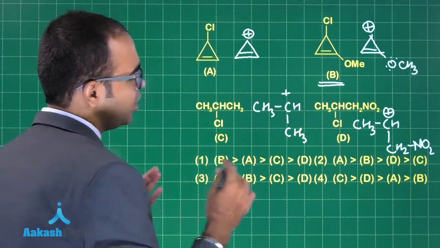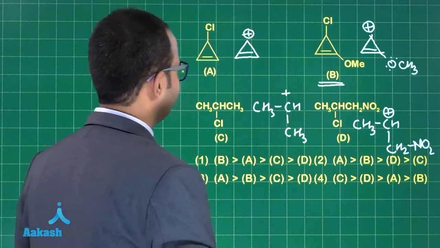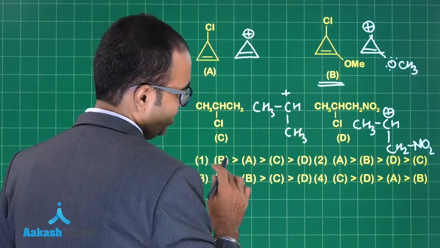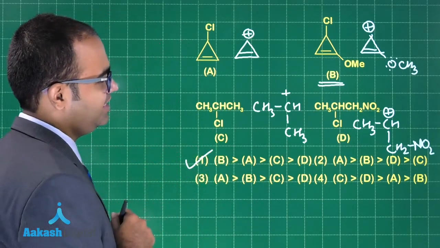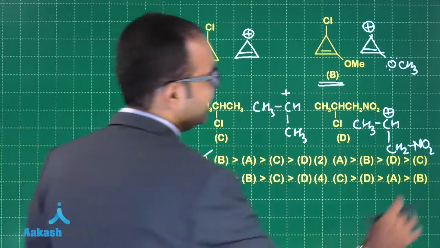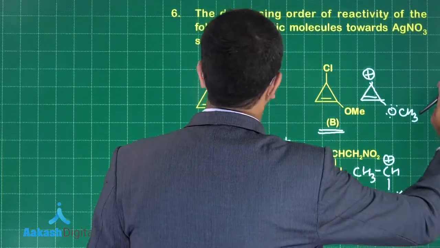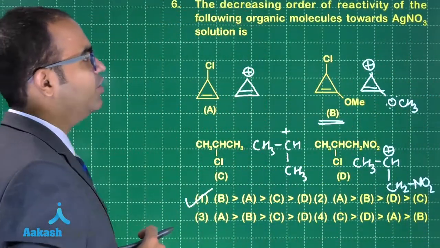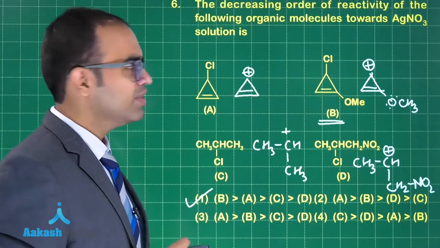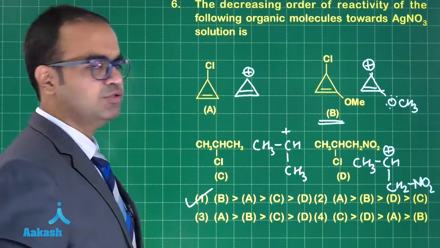So do we have any options like that? Let's see. So the fastest one is B. So I think that is the answer, guys. Yes. Is this clear? Any doubts, guys? So this is based on the stability of carbocation. Okay. Let us move on to the next question.